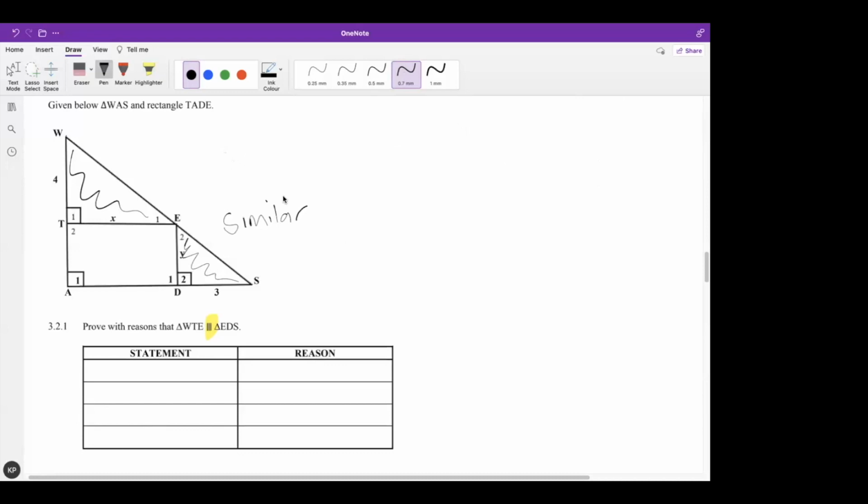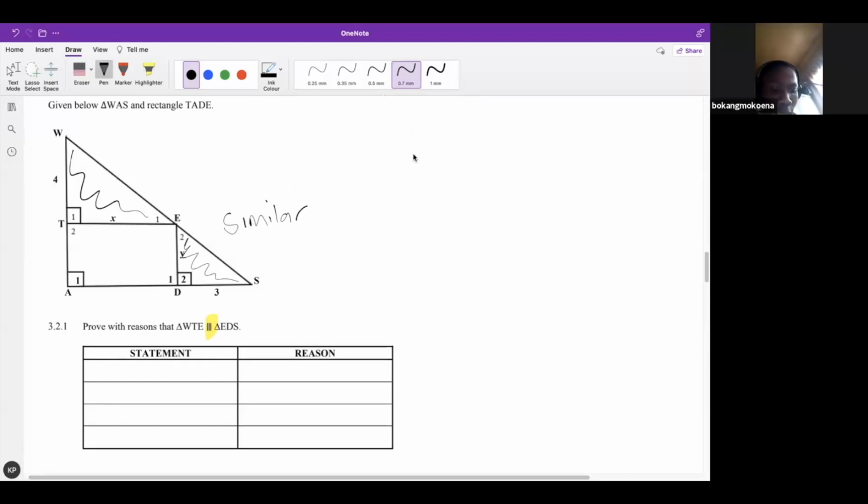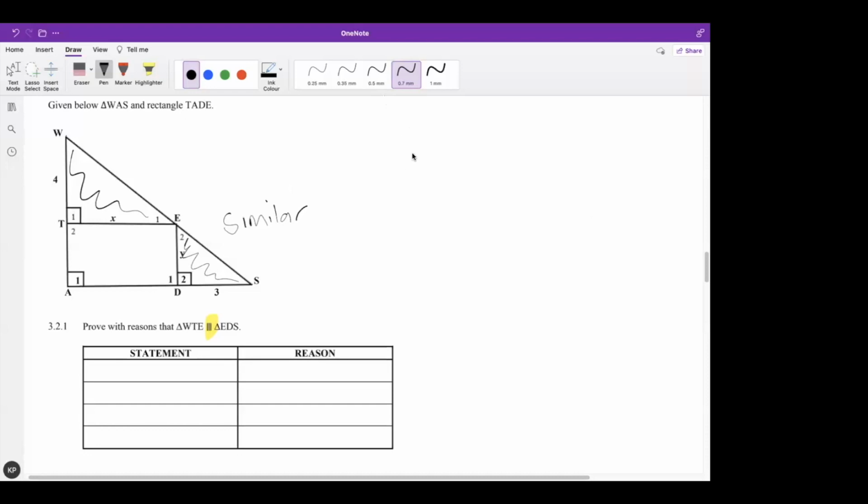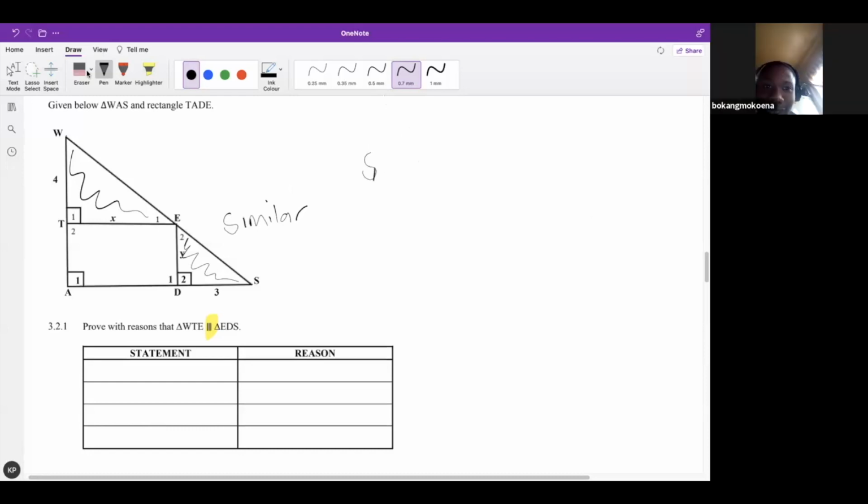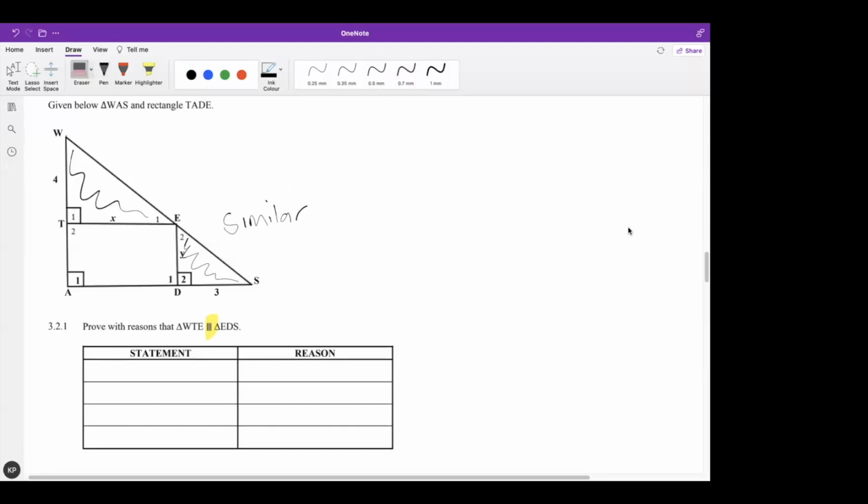So how do we prove similarity, guys? Does anybody know? They are both 90 degrees, says Karabo. Does anyone know the conditions? Yes, Bokang. Corresponding sides are in proportion. And what's the second way to prove it? Angles are equal. Beautiful, Bokang. So we either prove that all the angles are equal or that the corresponding sides are in proportion.